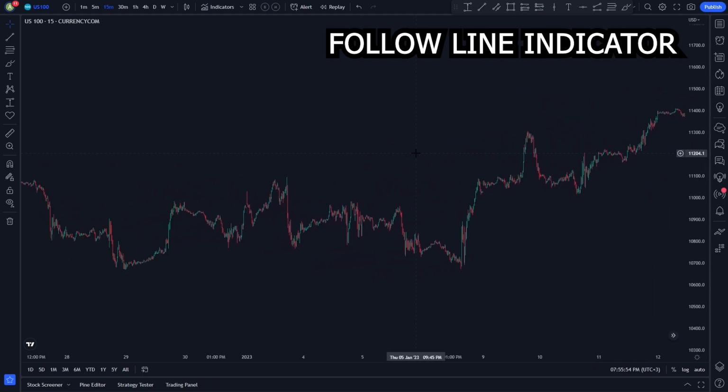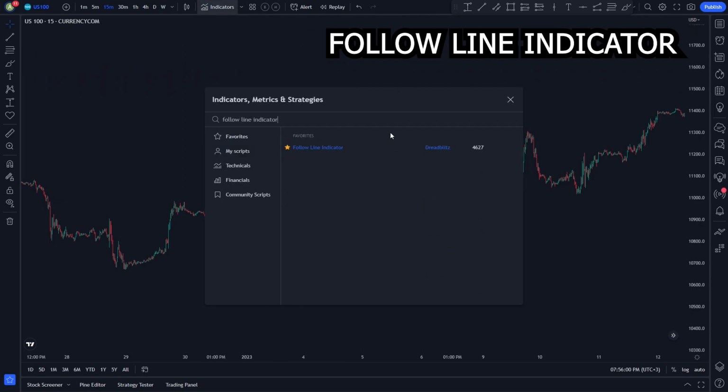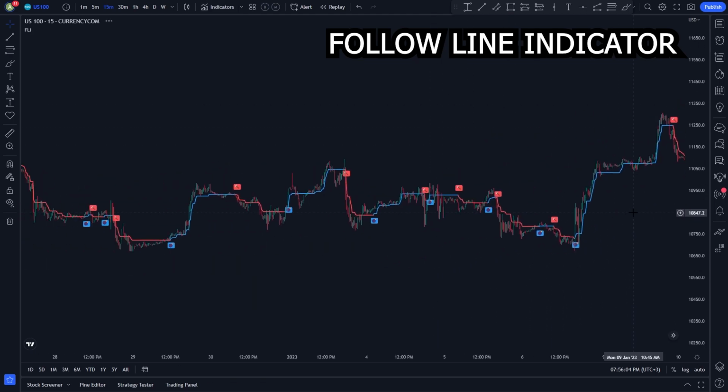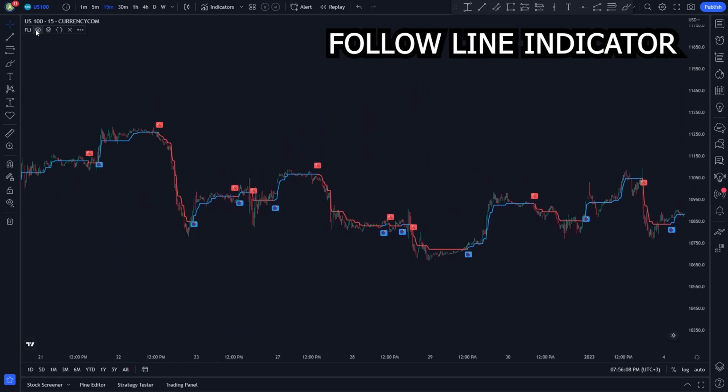Okay, to add the indicator to your chart, you click on the Indicators tab, then search up Follow Line Indicator. We will be using this one made by Dreadblitz. After adding the indicator, your chart will look like this. Now we need to change some of the indicator settings. We click the Settings button on the indicator menu.